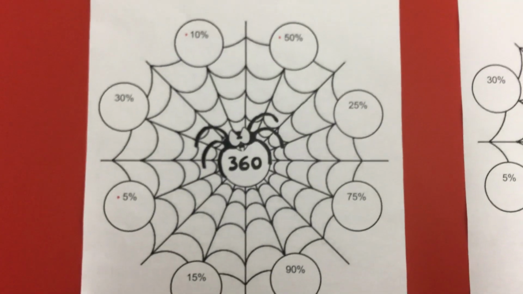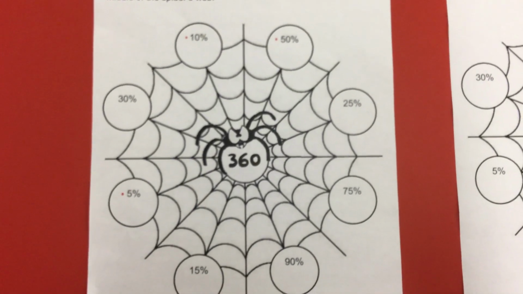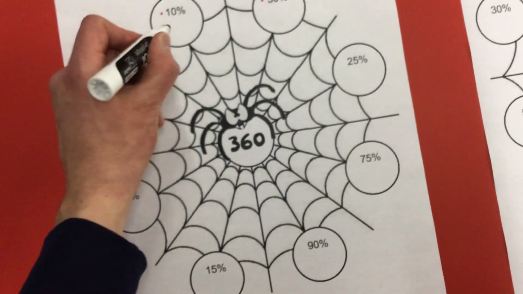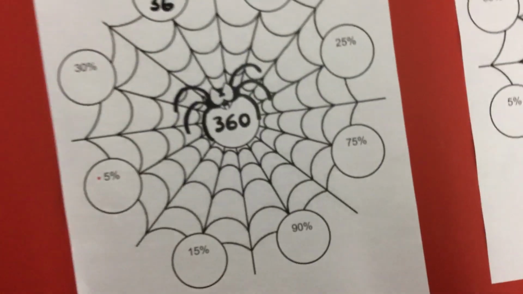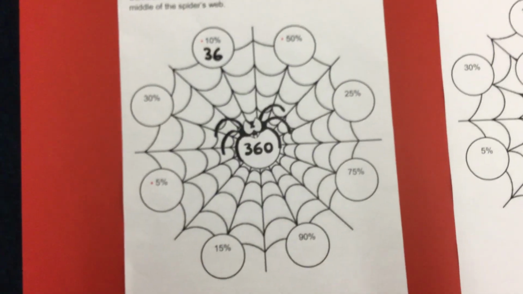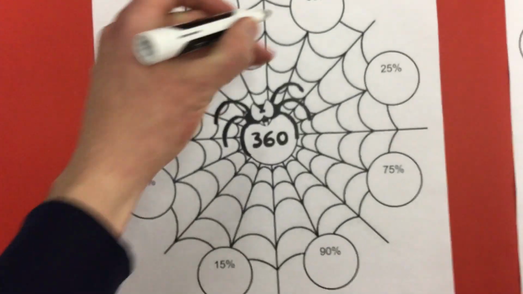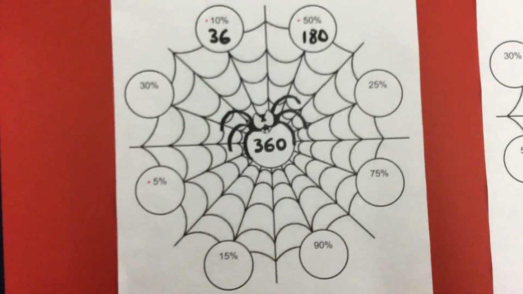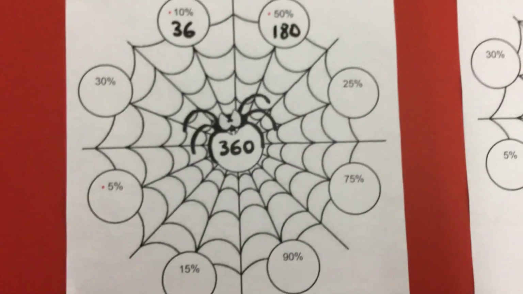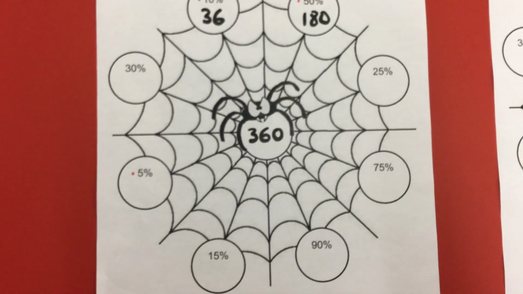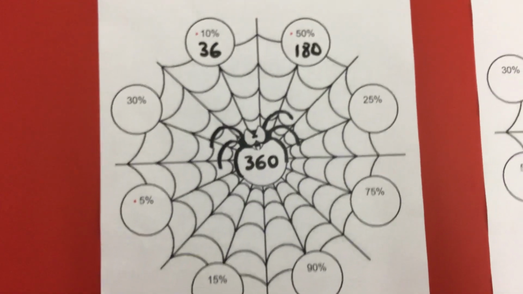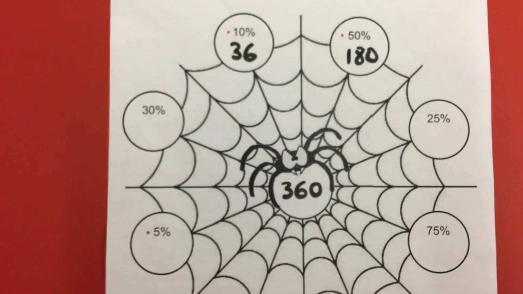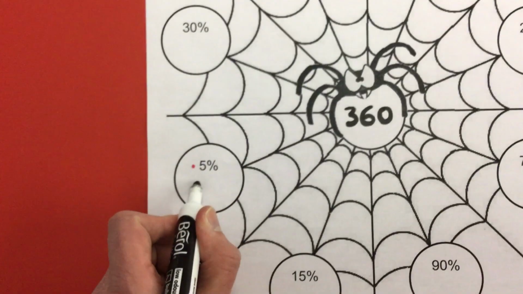So just as before, if we want to work out 10%, we can divide by 10. 360 divided by 10 is 36. To find 50%, we will half 360, and half of 360 is 108. And then to find 5%, I can either divide 360 by 20, because 20 times 5 is 100%, or, as I said before, I can take the 10% and half it, because 5 is half of 10, and half of 36 is 18.